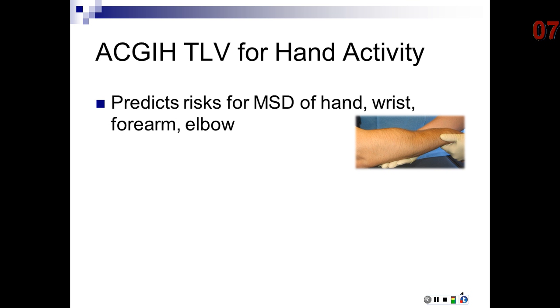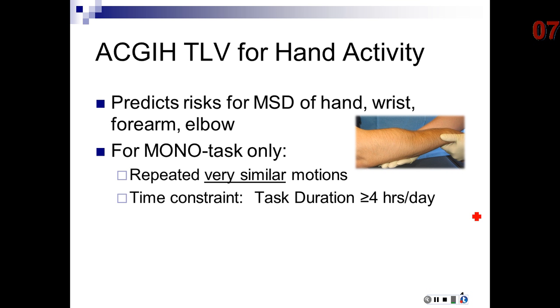Okay, so we're looking to predict MSDs of the hand, wrist, forearm, and elbow. This method is for monotasks only, so it's very limited. The industrial hygiene community said that when they were jumping into ergonomics, they wanted to start with what was known, what they could prove, what was documentable, and then later on they would add and expand. But for now, it focuses on monotasks only, which means it's looking at repeated, very similar motions.